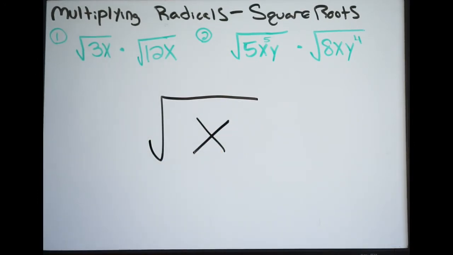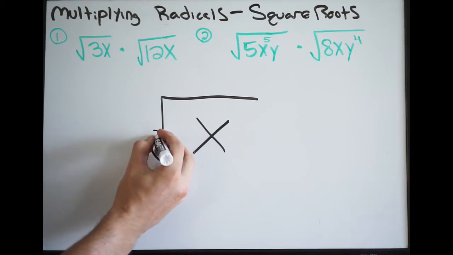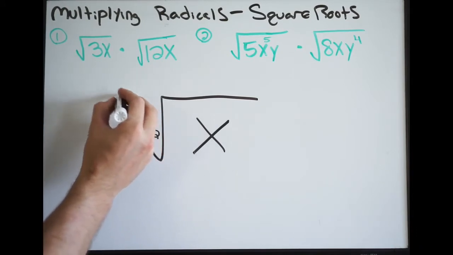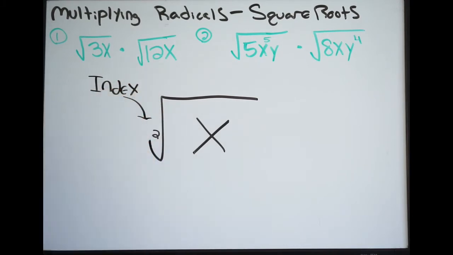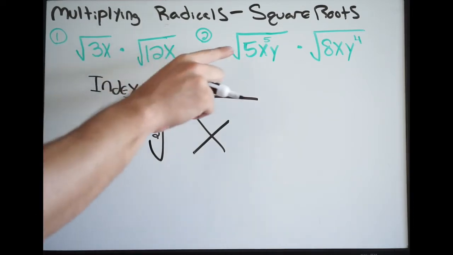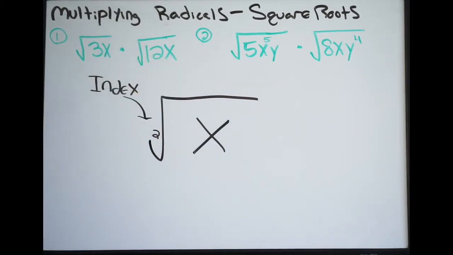Now when you're dealing with a square root, our index is always going to be 2. Even though it's not written, there's actually an index of 2, right here. We call this our index, okay? As you get into the higher roots, you could have an index of 3, 4, or 5. But if it's not written, like we have here, we know that we're dealing with a square root, meaning it has an index of 2.